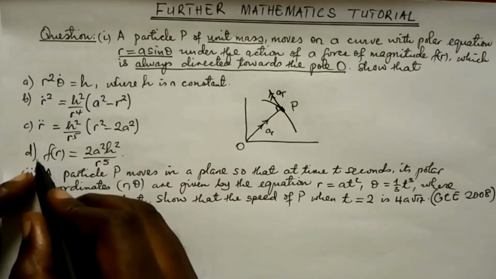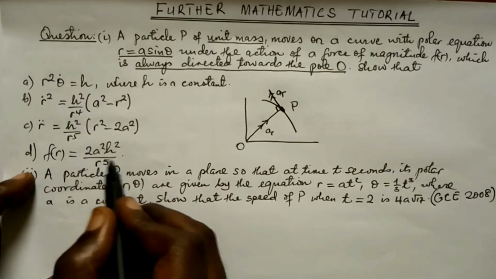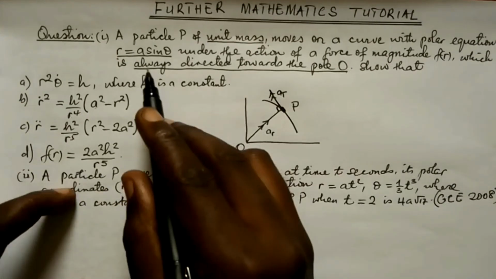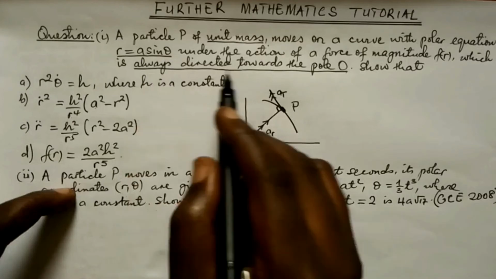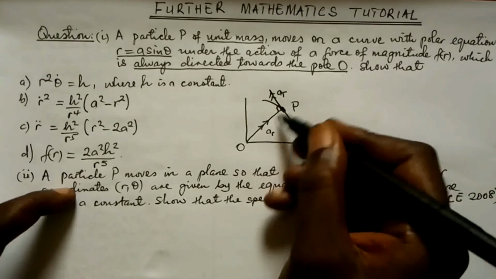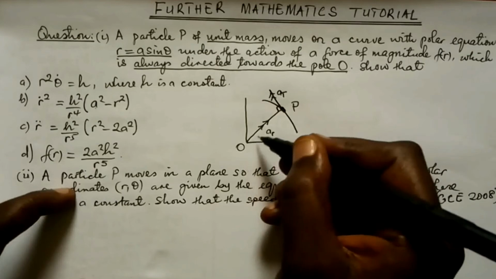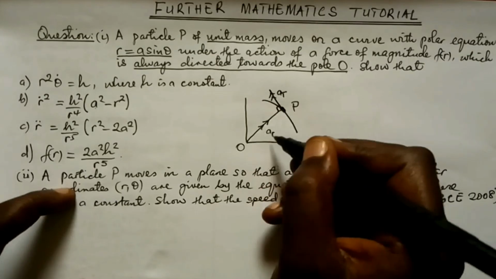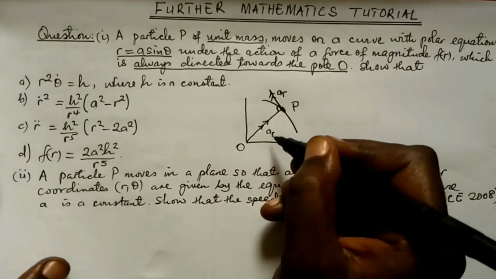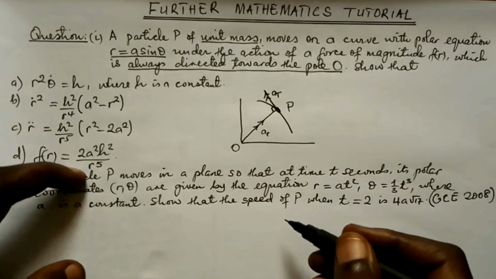And now the D part says f of r equals 2a squared h squared all over r to the fifth. Remember again, the question says the motion is always directed towards the pole. And so this motion is along PO in the opposite direction to the acceleration in that direction, which is the radial component of the acceleration. So it implies that we have to use Newton's second law of motion.